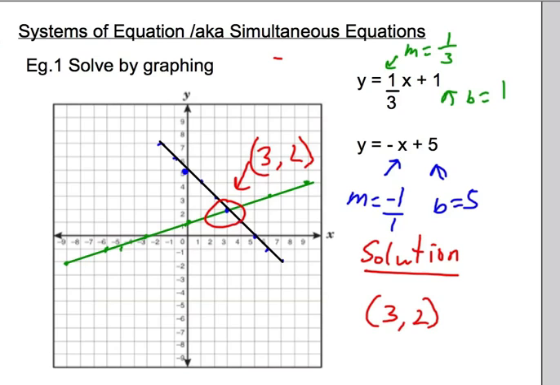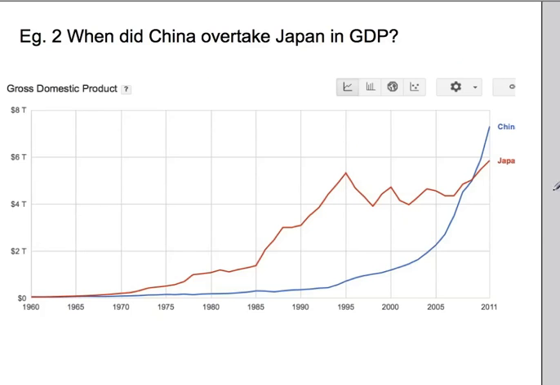Okay, let's look at a real-life example. Now these are not straight lines, but this is what happens in real-life examples often. The red line shows Japan's GDP over time, and the blue line shows China's GDP. So there's a point in time when China's GDP became greater than Japan's GDP, and we can see where that point is going to be. It's going to be the point of intersection.